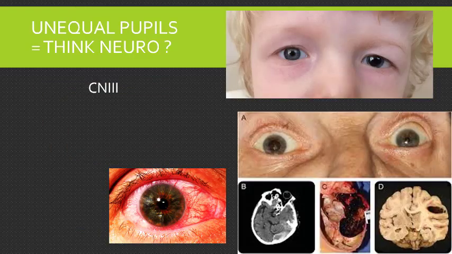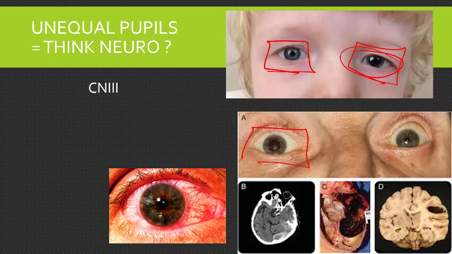So let's talk a little bit about the elephant in the room, which is unequal pupils. You're supposed to be an expert on unequal pupils. So what you're seeing here is that this pupil is way bigger than this pupil. Yep, that's bad. That is something that you should get automatically from looking at the patient, okay? You can also see it here. This pupil is way bigger than this pupil, okay?